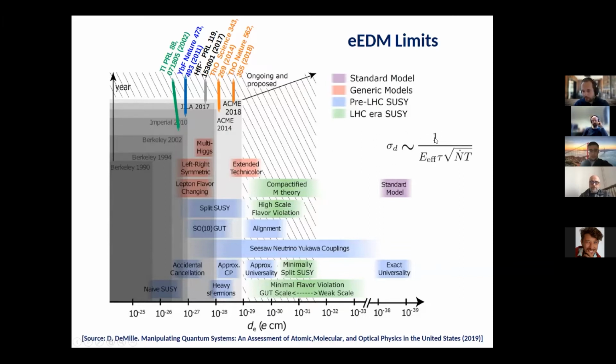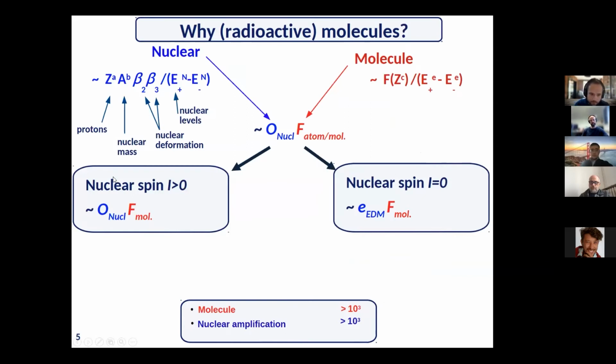So in this business, overall, we are looking, as I said, at larger effects that come from the nucleus of the molecules. And of course, it depends on the experiment, that is, the interaction time and the number of molecules that I can have. Now, when the nuclear spin is different than 0, these nuclear parameters appear and they depend on the number of protons to some power, the nuclear mass to some power, and the beta 2 and beta 3 that are the nuclear quadrupole and octupole deformation. And also in the denominator, the energy difference between states of different parity at the nuclear level, okay?